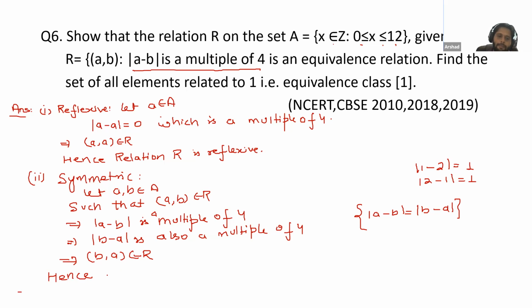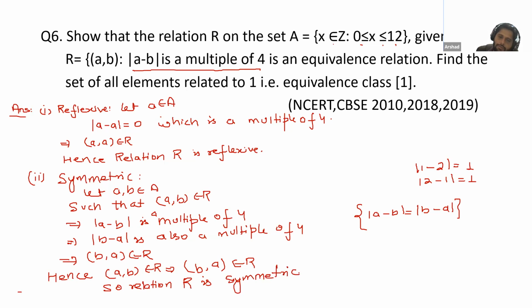Hence, (a, b) belongs to R implies (b, a) belongs to R. So relation R is symmetric. Please note this down and raise your hand if this is done. Then we will do the transitive part.